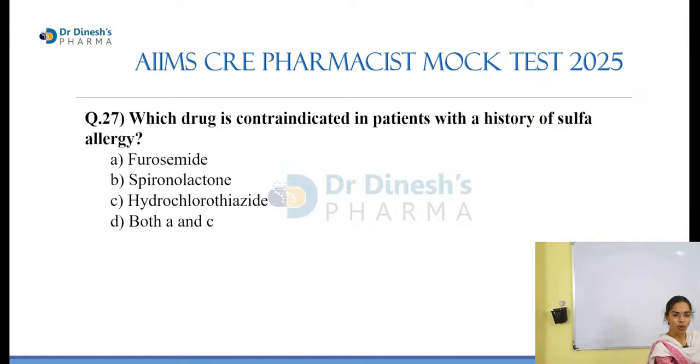Sulfa allergy, what exactly does it mean in this question? The sulfa allergy means allergic to sulfur drugs, especially sulfonamides. Okay. So, which of these drugs is contraindicated in patients that have a sulfonamide allergy, sulfonamide drugs?